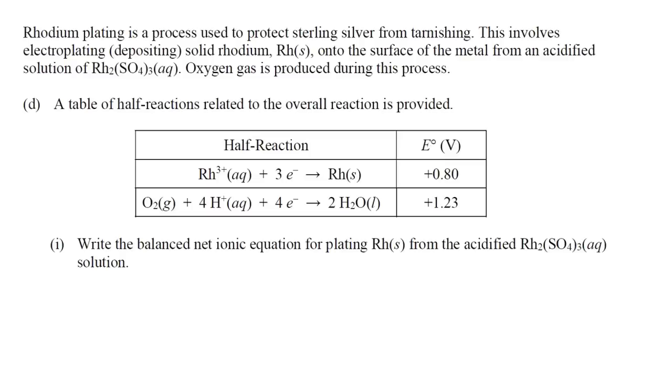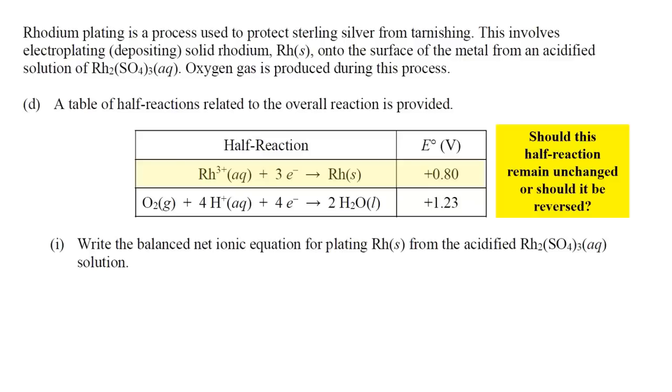So when you're trying to figure out how to combine these two half reactions together to produce a net ionic equation, one of the first thoughts in your mind is, am I going to leave this half reaction as is, or am I going to reverse it? So I'll start with the rhodium half reaction. And again, my question is the following. Should this rhodium half reaction remain unchanged, or should it be reversed?